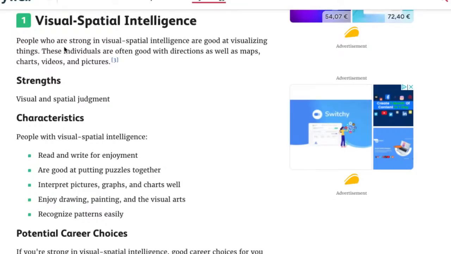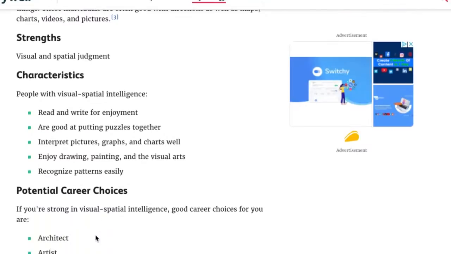For example, if you're a visual, intelligent person, then maybe you read and write for enjoyment, like me. You're good at putting puzzles together, like me. Enjoy drawing and painting, a little bit. Recognize patterns, that's me. I think I'm a visual, spatial, intelligent person. And then potential career choices.